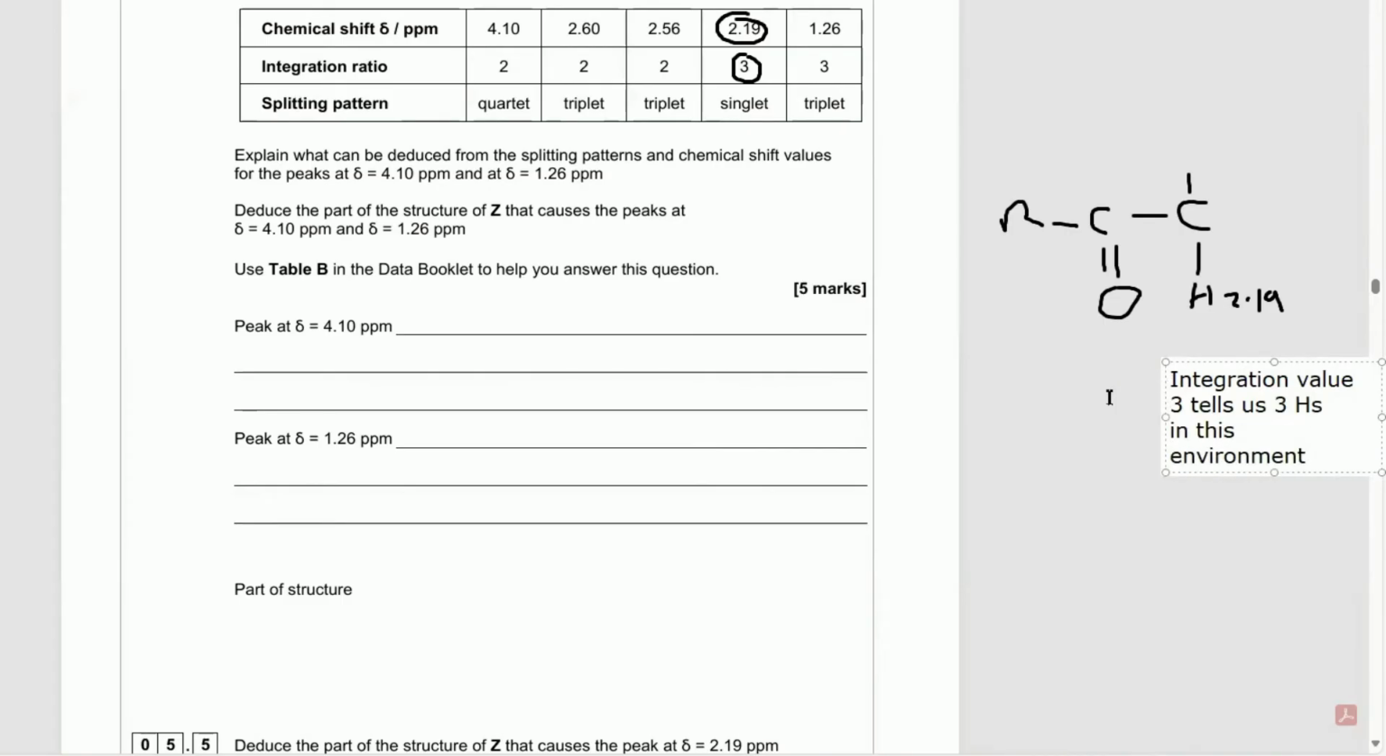Now, what some of you may get confused with is you might go, oh, but doesn't the integration trace tell you about the amount of hydrogens next door?